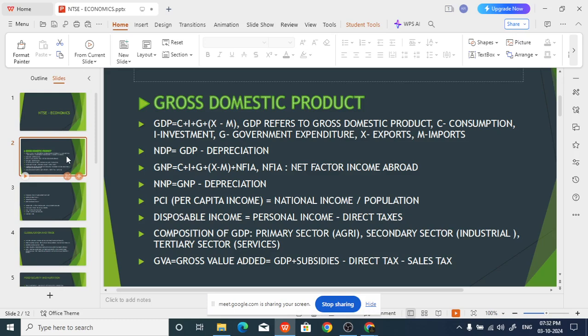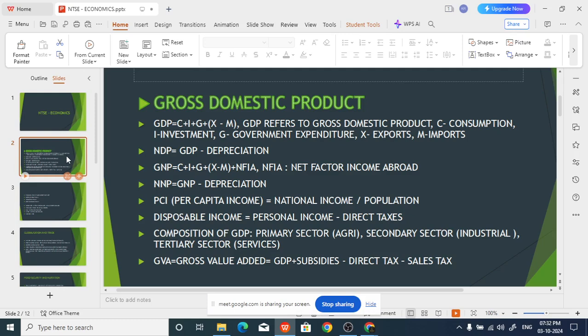Then the government is collecting tax from you, and they are also spending. Central government, state government, local government, your corporations, your corporators, the panchayat, all these people constitute the government. They also spend some money. That is called government expenditure. That is called G. And then we export some items.